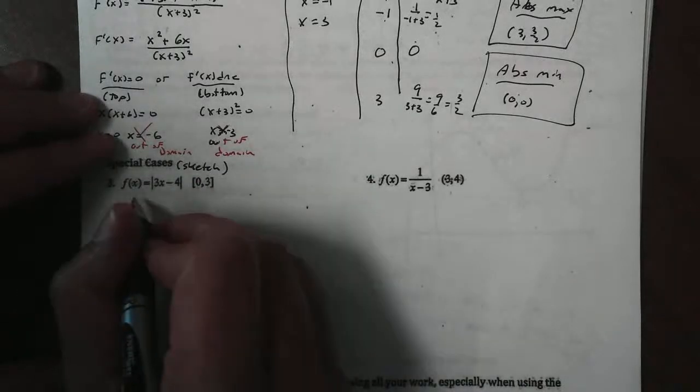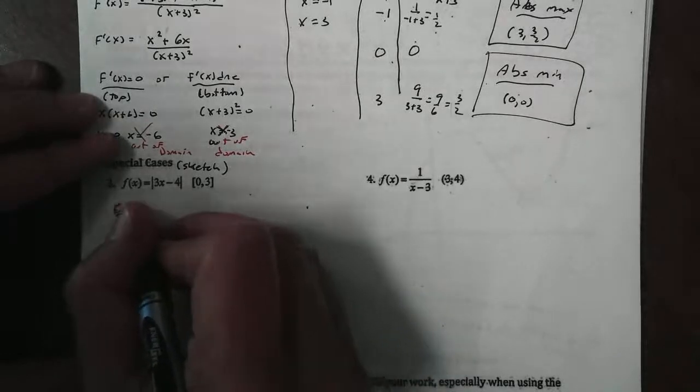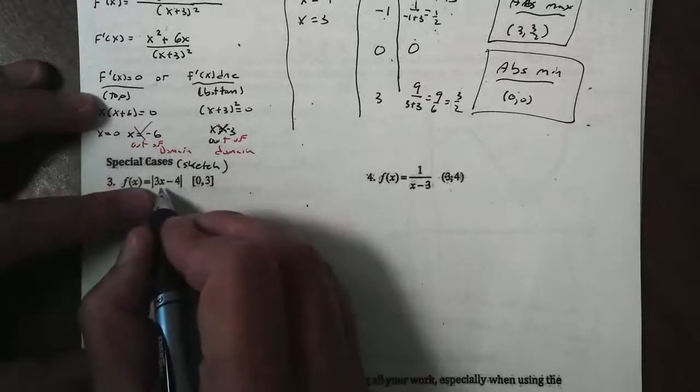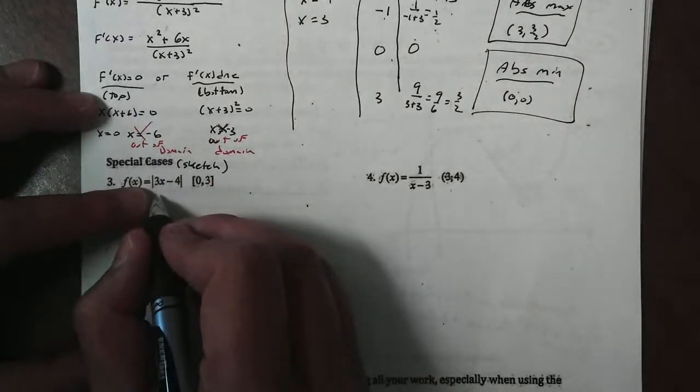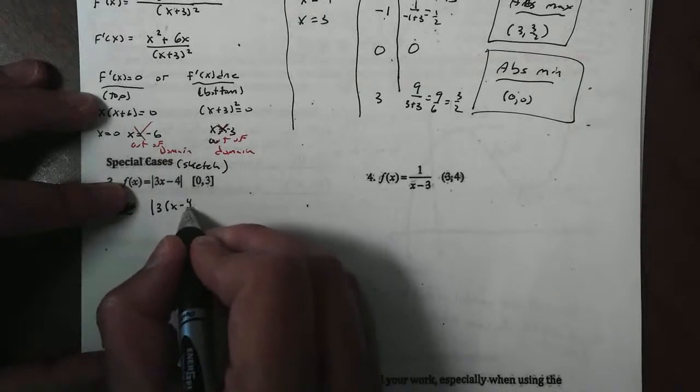So for the first one, when we're looking at our critical numbers, to sketch this, let me sketch this first. To sketch this one, you might remember we don't like the 3 here, so we're going to factor it out. And this becomes x minus 4/3.